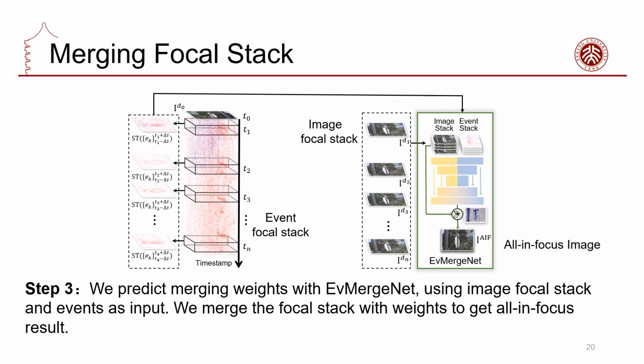The third step is merging the stack. We predict merging weights with Event MergeNet using the image focal stack and events as input. The events neighboring each refocus time are used as input because events encode sharp edge information and improve the quality of the weights. We merge the focal stack with the weights to get all-in-focus results.